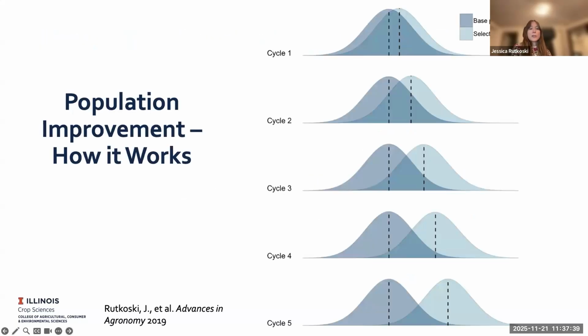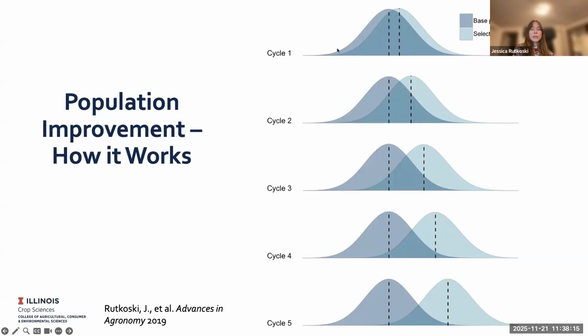And a little bit more on how this population improvement works. It works through improving the population, just like it says, population improvement, right? Improving the population as a whole over multiple cycles. So I have this illustration here with these histograms. Looking right now at cycle 1 here, the dark blue will be our starting population where no selection has been performed yet. That's what we call the base population. So that base population is going to be colored in dark blue throughout this graph.